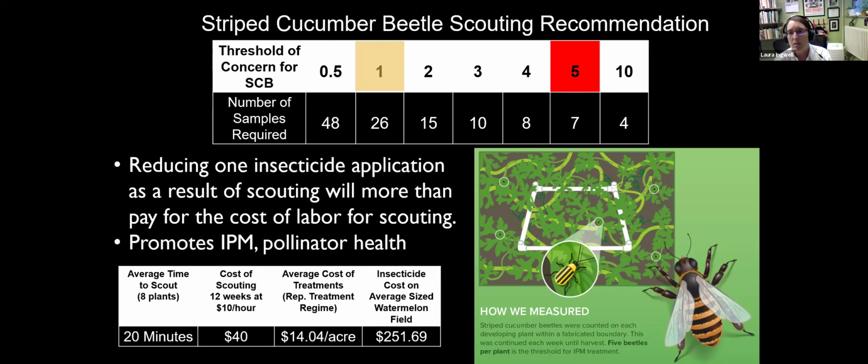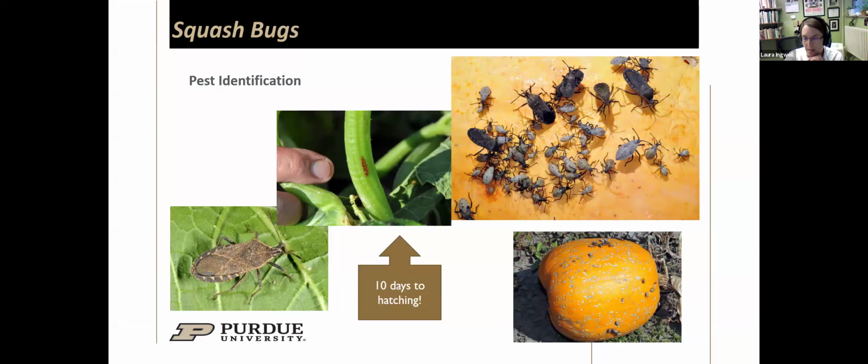And if you need that threshold of 5 beetles per plant, the number of samples goes down, and you only need to look at 7 plants. And I just on this slide also have the economic advantages of investing more in scouting as opposed to just spraying preemptively. But that's cucumber beetles.